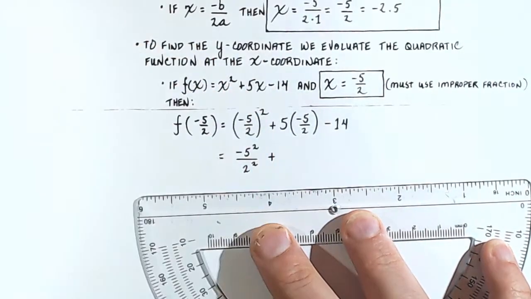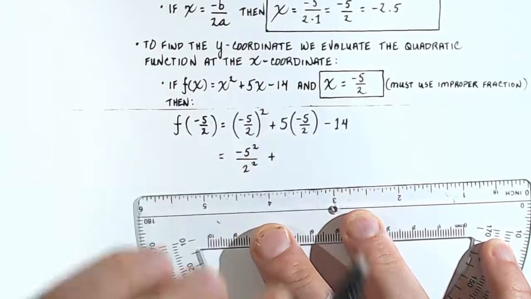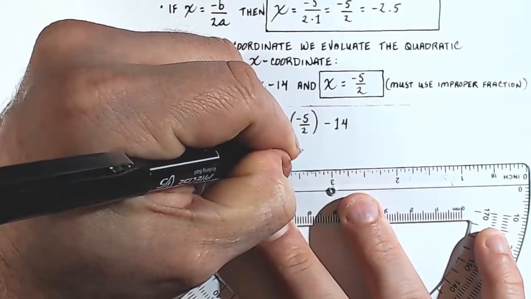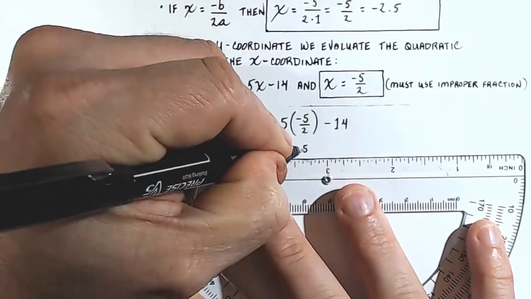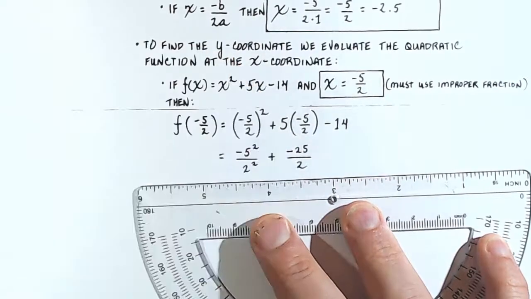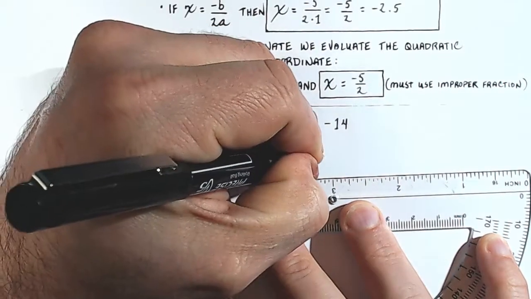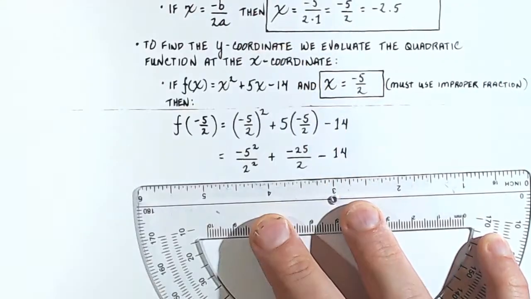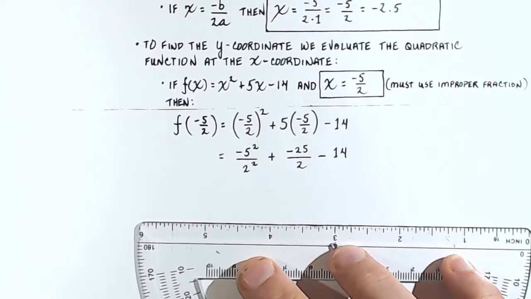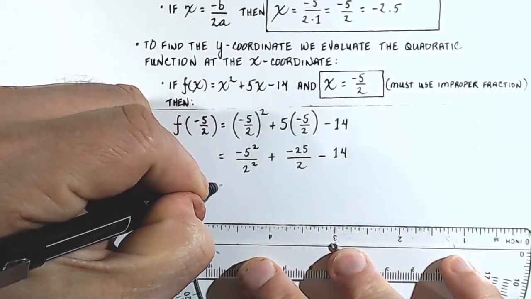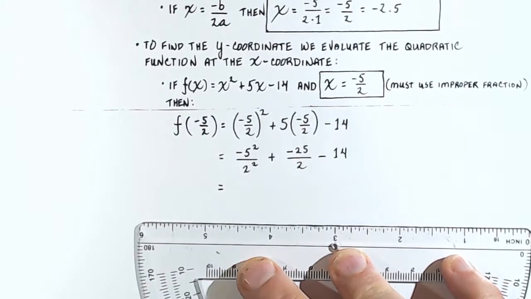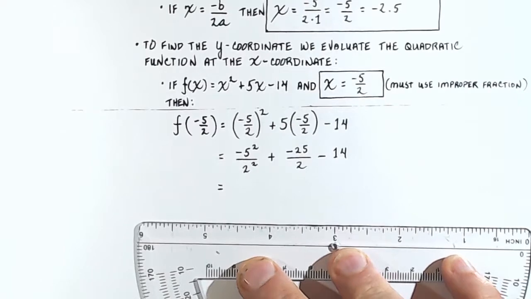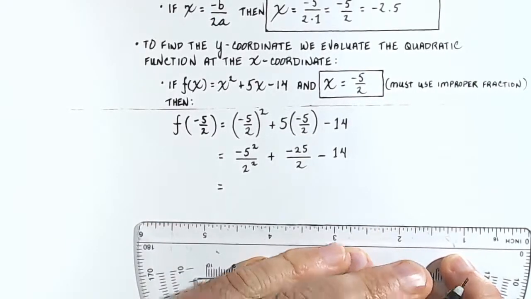And now we're going to put the plus symbol here. And then I have 5 times negative 5 over 2, which would be negative 25 over 2. Minus 14. So this is about to become a situation where we need to find a common denominator, but let's keep working with this. Let's get rid of the squared terms. So we know that when we square a negative number, for negative 5 squared, that's going to be positive. So negative 5 squared is the same thing as 5 squared.